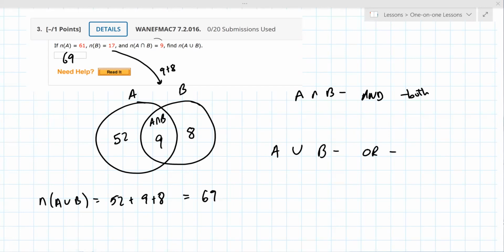Next one's got a bit more challenge because it's got a lot more names. Some people like this part of the course because it's not as numerical.